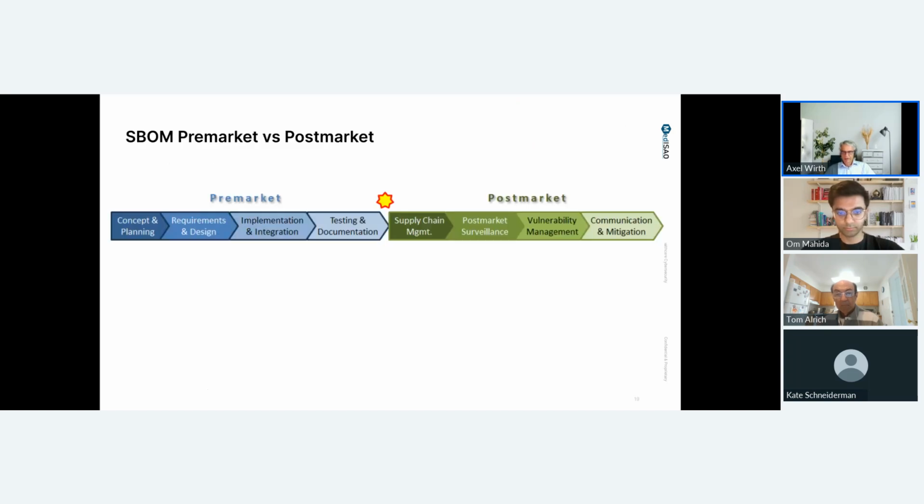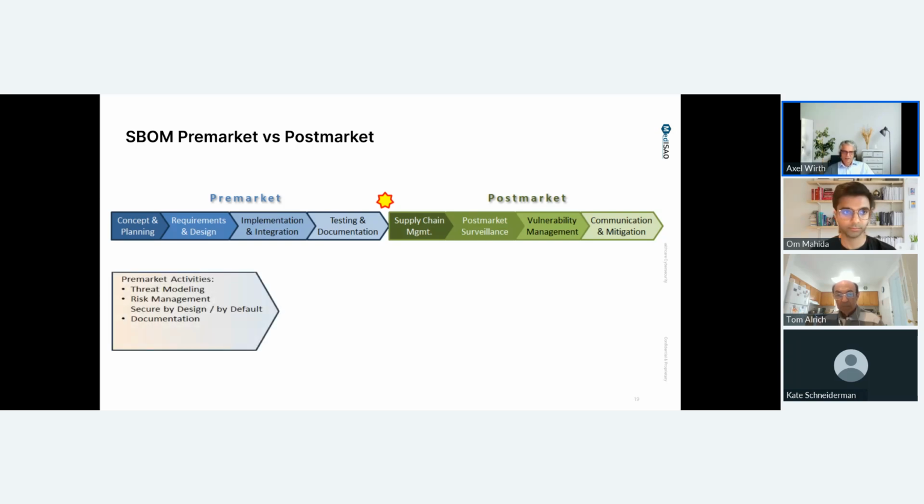So if you look at the general life cycle in pre-market, from concept planning over design, development, integration, and then your testing and documentation, and then you have that magic point that is called market release, that may come with regulatory hiccups or not, but eventually you get your product out there, and then in the post-market you still need to manage your supply chain, perform your post-market surveillance, manage vulnerabilities, and communicate and mitigate.